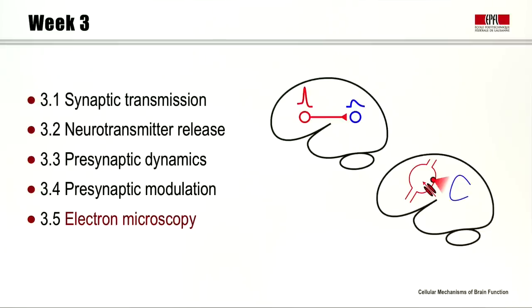Synaptic transmission involves a complex cascade of molecular processes which are strongly influenced by recent patterns of activity, giving rise to interesting presynaptic dynamics. Synaptic transmission is also strongly regulated by the presence of other chemical substances termed neuromodulators, which are present in the extracellular space of the brain. In the last video of week 3, we'll make another lab excursion, this time to see how we can image synapses at high resolution using electron microscopy.